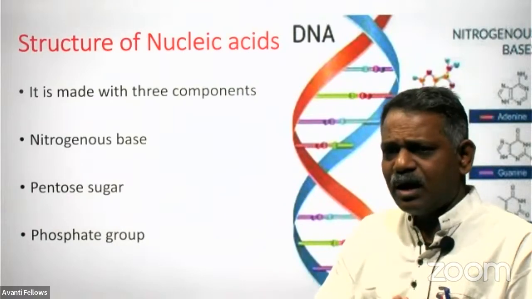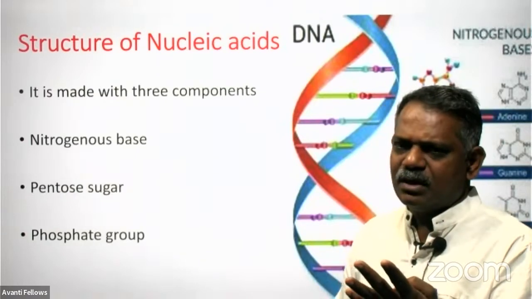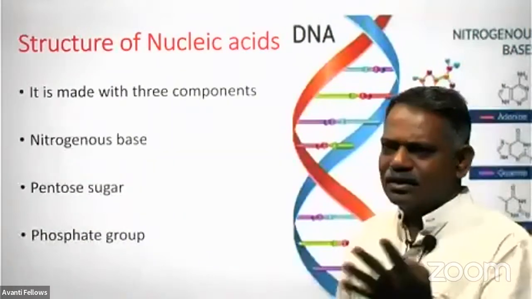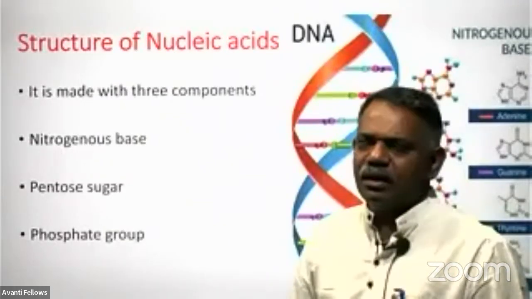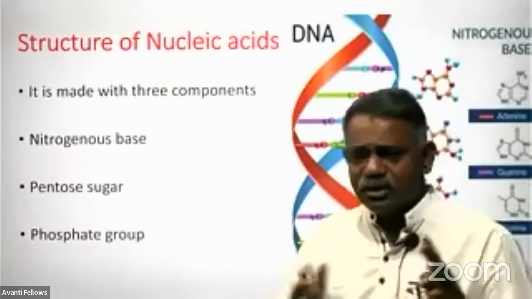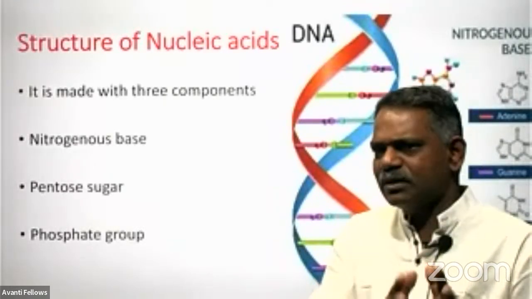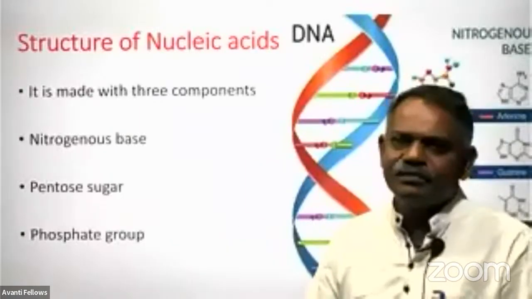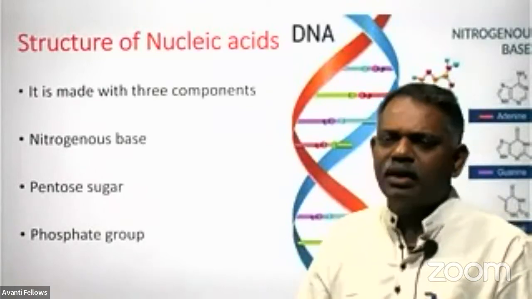But in RNA, there are only 4 nitrogenous bases: adenine, guanine, cytosine, and uracil. Whereas in DNA, instead of uracil, thymine is there, and because of the thymine, DNA shows stability. DNA consists of thymine, adenine, guanine, and cytosine.